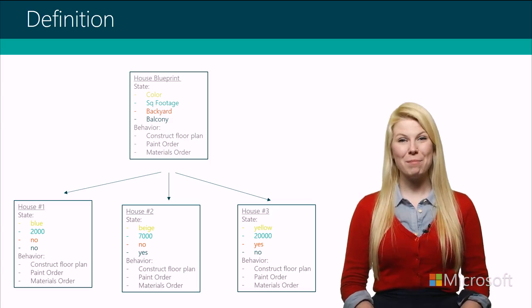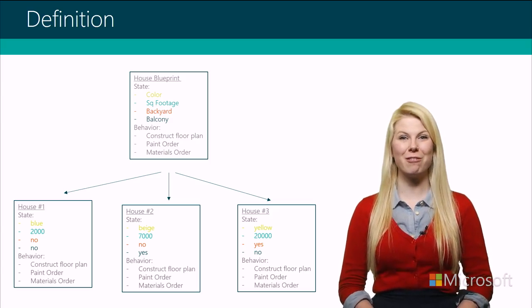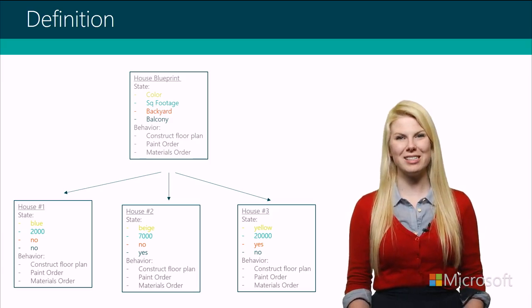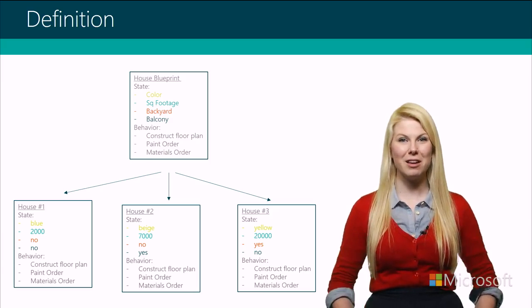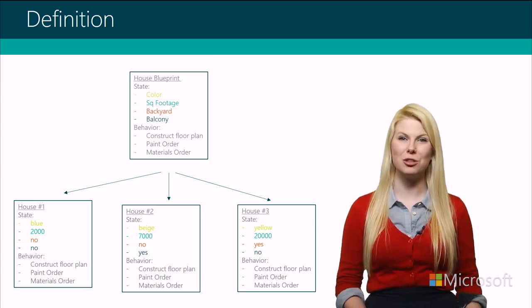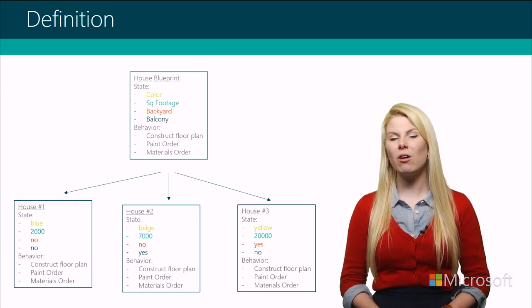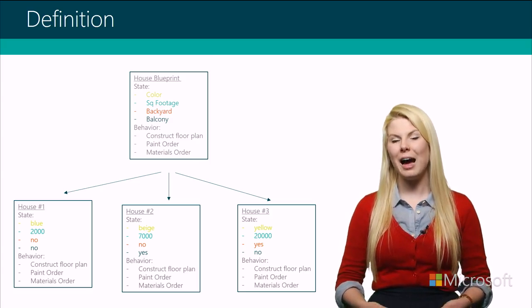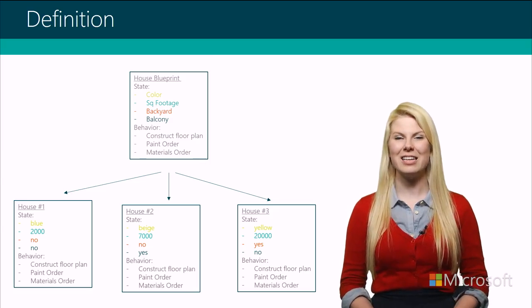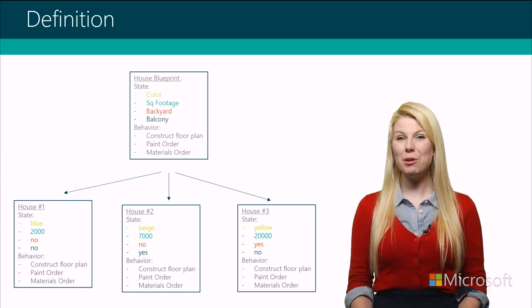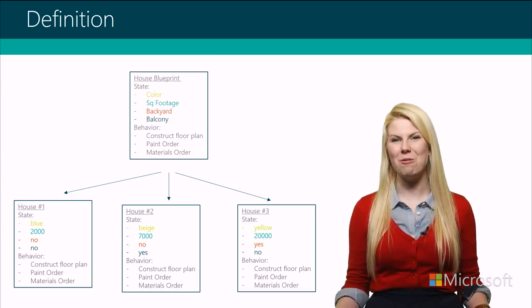Now, because I have my blueprint object code, I can create as many new instances of that object as I want. And they could all have different values. They could be beige or yellow houses. They could have different square footages, but they all conform to the same outline that I designed in my object code, or the blueprint for whenever anyone makes a new object.